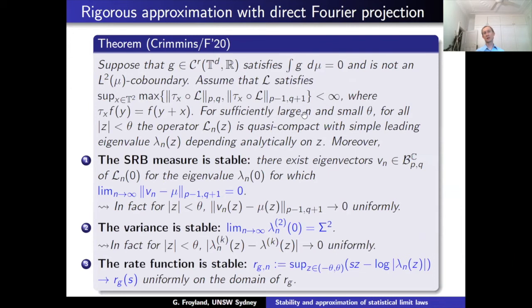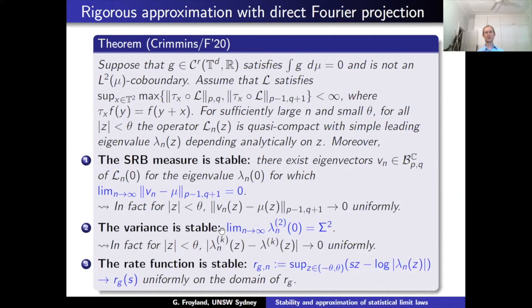But for large N, for large resolution, and for a small twist, we get that the approximate twisted operator is quasi-compact and has a simple leading eigenvalue, and that eigenvalue depends analytically on z. So it's the same as we had before. The SRB measure is stable in the sense that if you were to compute the top eigenvector of your approximation, it converges in the weaker of the two norms to the true SRB measure.